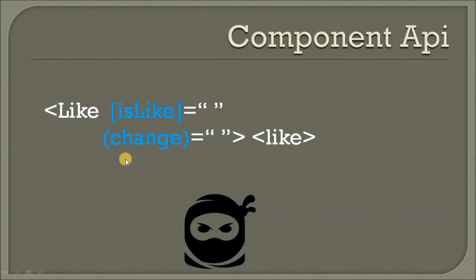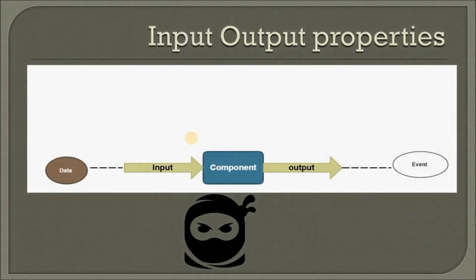So if you want to implement that kind of external API, for that we have the input and output properties. So guys, input and output property. Input property is input to our component, and output property emits the kind of event which can provide the external resource as data.